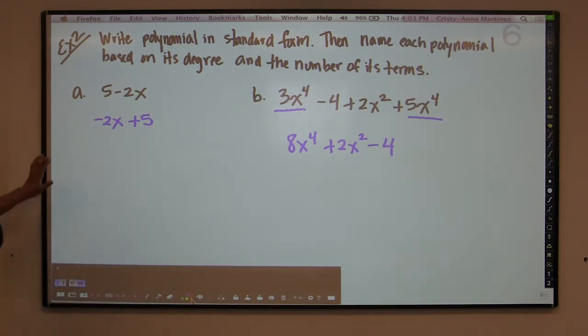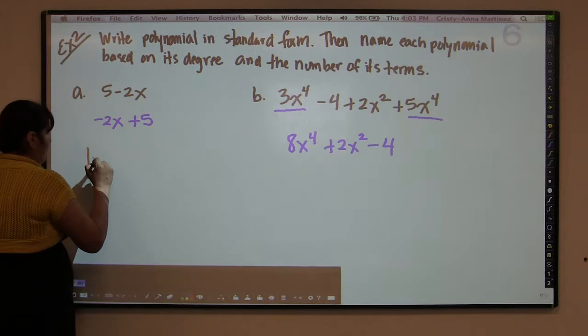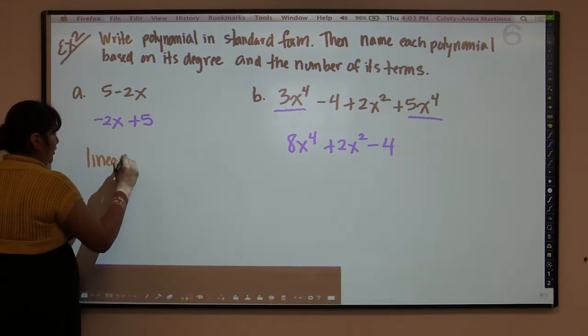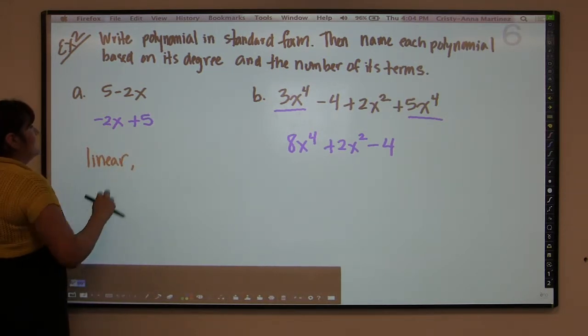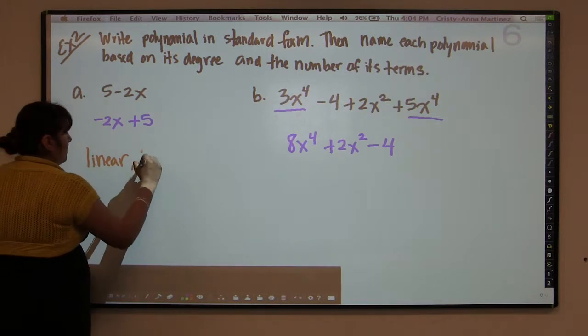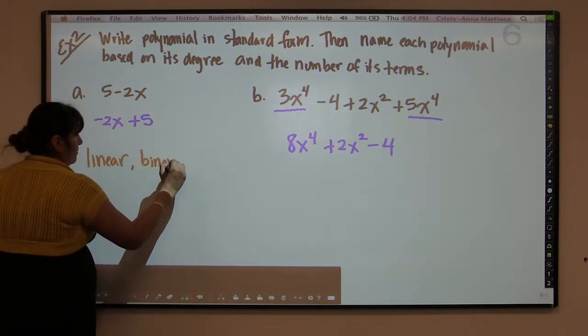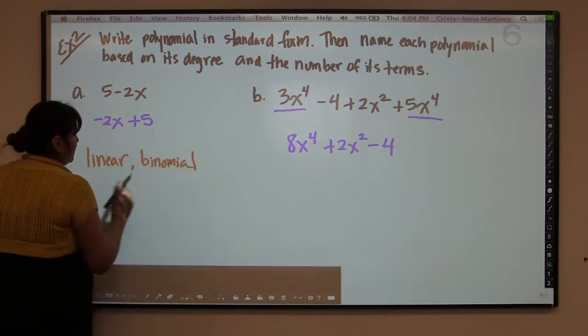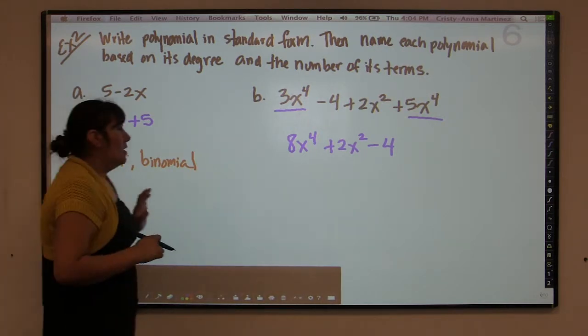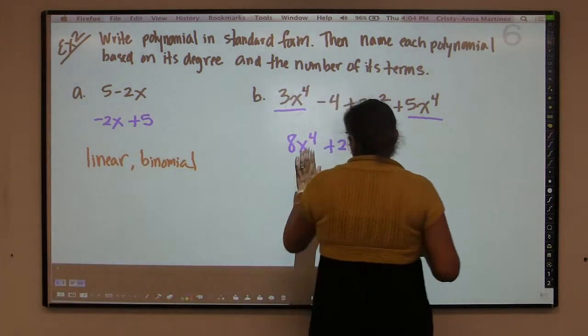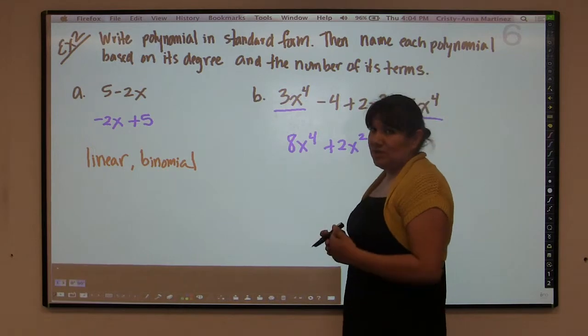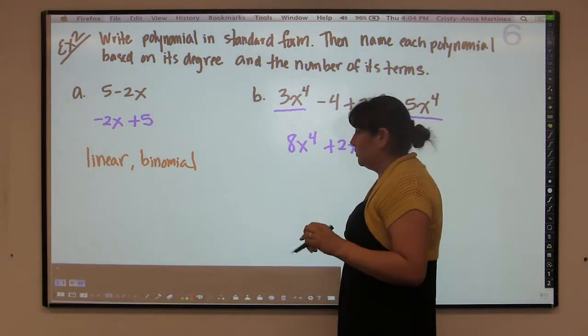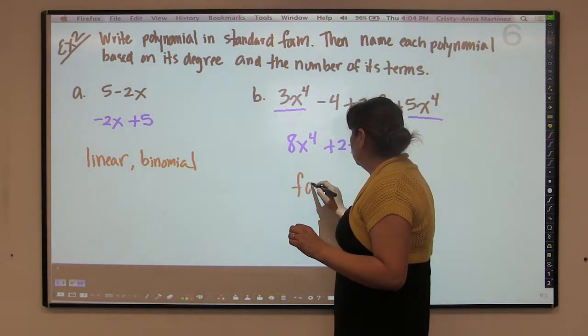Okay? And because this has a degree of 1, we're going to call it linear, as per your chart. And because it has 2 terms, it's going to be a binomial. So this is a linear binomial. Over here, we have the degree is 4. So remember that once we get past 3, we don't have specific names. We're just going to call it 4th degree.